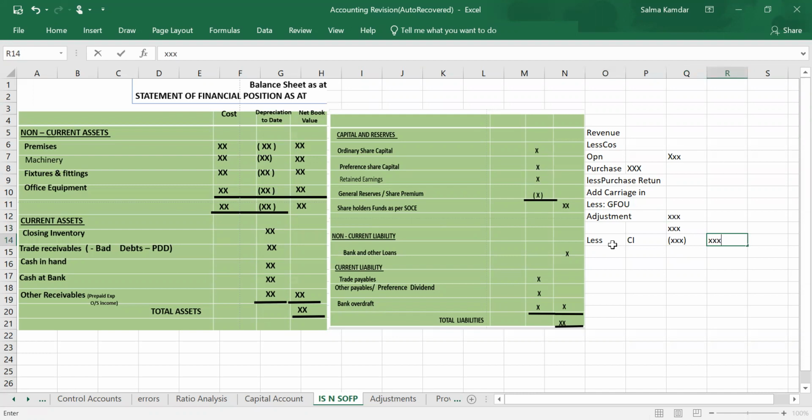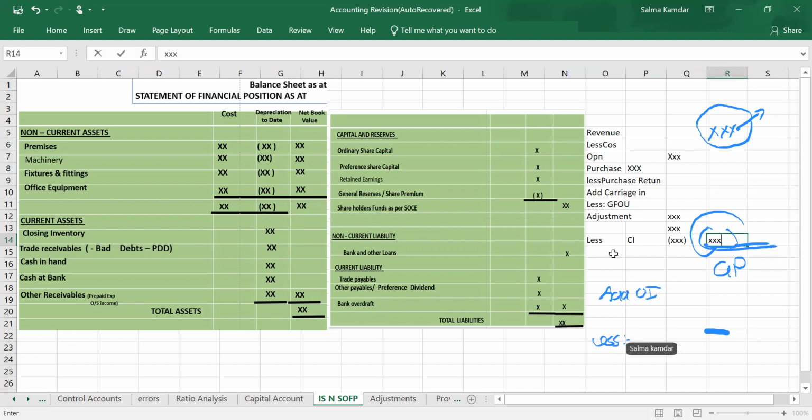Are you with me? Total revenue minus total cost of sales will give you gross profit. So this will be your total revenue; from that you minus your total cost of sales, and what you get is your gross profit. Are you with me? To the gross profit, you add the other income and you deduct the other expenses.